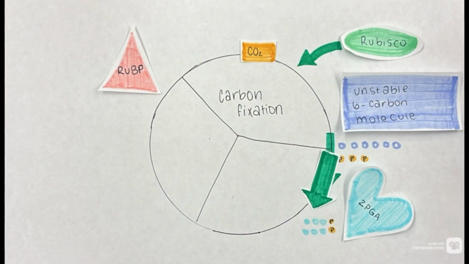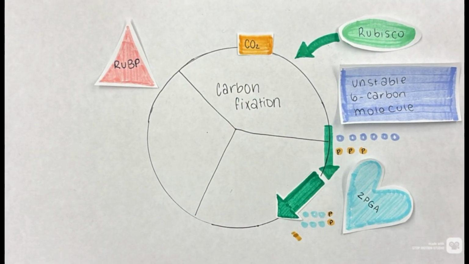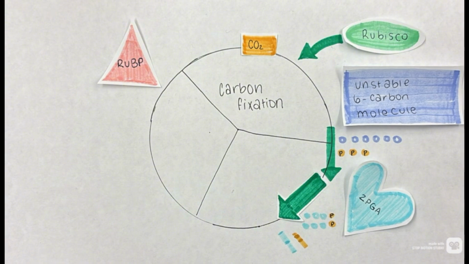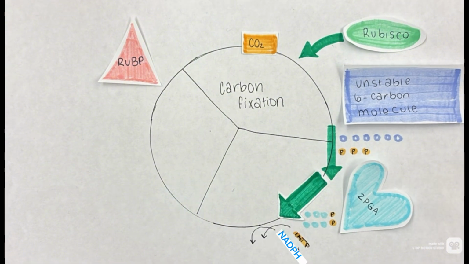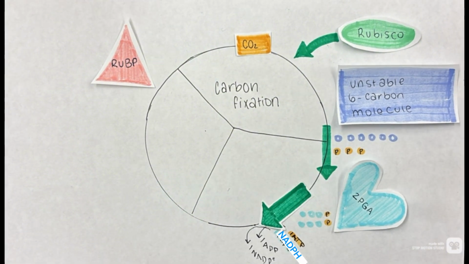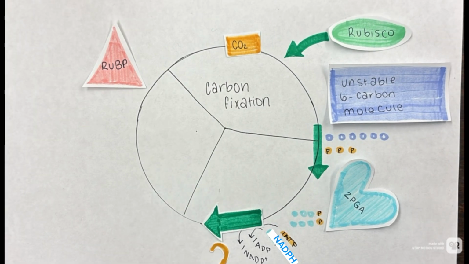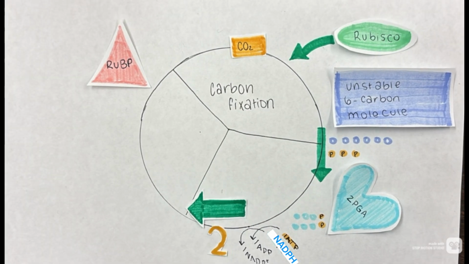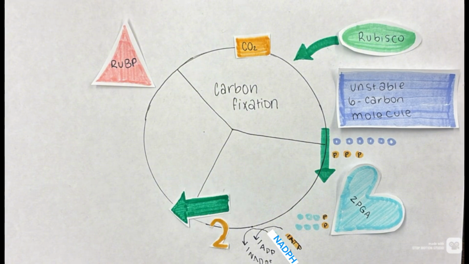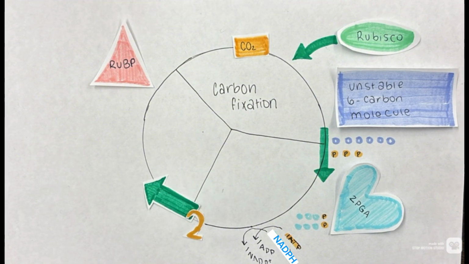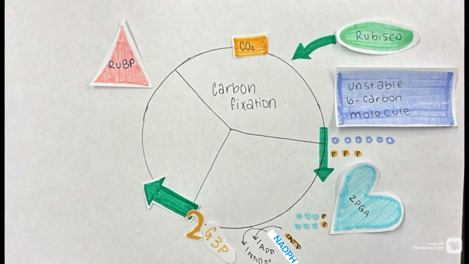ATP and NADPH produced during the light reactions now enter the cycle. ATP provides energy, while NADPH donates high-energy electrons. Together, they convert 3-PGA into a higher energy molecule called G3P. G3P is important because it is the direct product that can be used to make glucose.